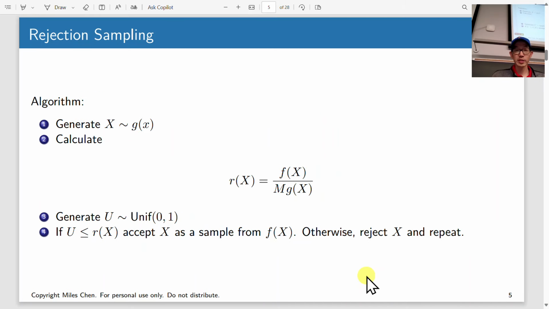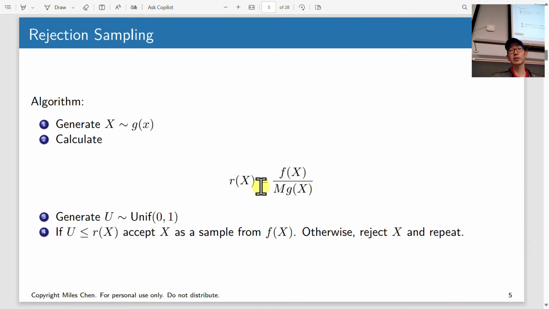All right, and this is how it's going to work. We generate random values from G of X, and then for every value, we calculate this ratio, which is F divided by M times G of X. Remember, because M times G of X is greater than F for all X, this ratio will always be less than or equal to 1.